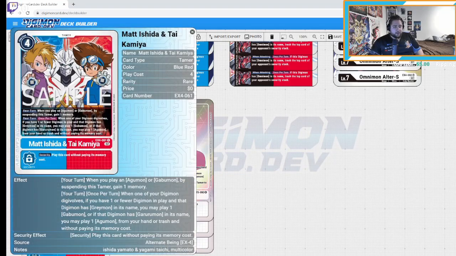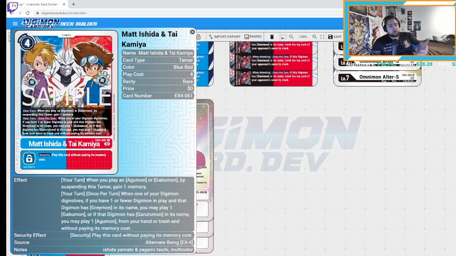What we're playing is Matt Ishida and Tai Kamiya. Your tamers, when you play Agumon or Gabumon, by suspending this tamer, you gain more memory, which is pretty okay. And once per turn when one of your Digimon digivolves, if you have one or three Digimon in play and the Digimon has Greymon in its name, you may play one Gabumon, and if it has Garurumon in its name, you may play one Agumon from your hand or trash. So you're gaining both advantages.